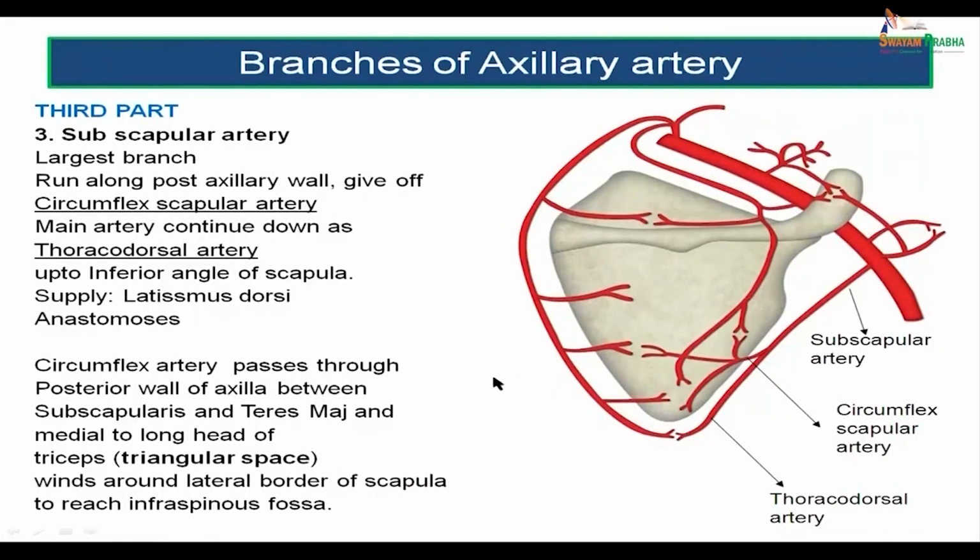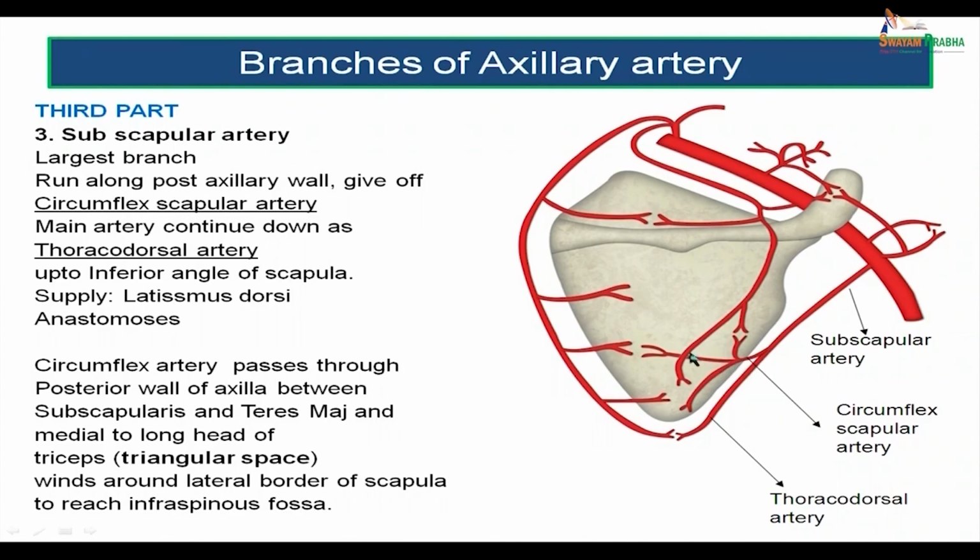Then we come to the next branch, the subscapular artery. This is a very large branch. It runs along the posterior wall of the axilla. It gives out a branch called as the circumflex scapular artery, and the main artery continues down as thoracodorsal artery. It goes all the way down to the inferior angle of the scapula and supplies the latissimus dorsi muscle, and ends by anastomosing with other vessels.